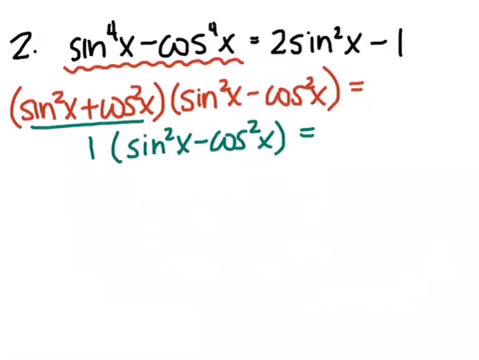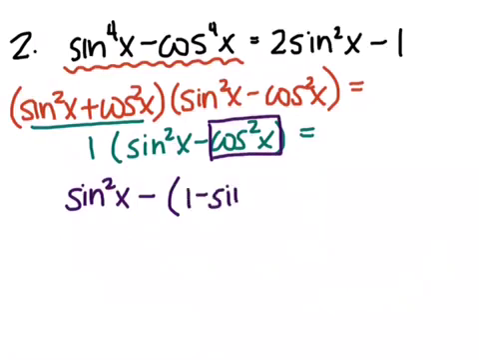So the other side of our equation is 2 sine squared minus 1. So I don't have any cosine squares on the other side, it's just sine squareds. So what I need to do is change cosine squared and put it in terms of sine. So my sine squared here in front is going to stay the same. And cosine squared is the same as 1 minus sine squared. I'm going to drop that in parentheses.